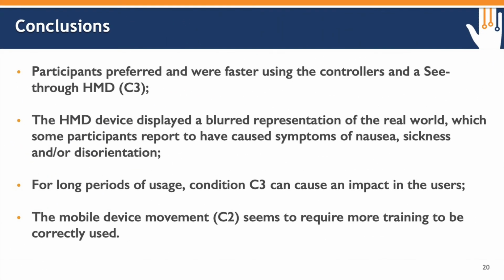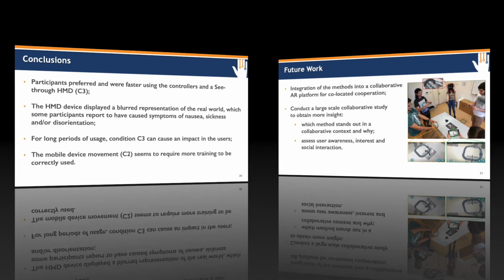To conclude, participants prefer and run faster using the controllers and the see-through head-mounted display of condition C3, although this device causes some symptoms of nausea, sickness, and disorientation, which means that for long periods of usage, condition C3 can have an impact on the users. Moreover, the mobile device movement seems to require more training to be correctly used.